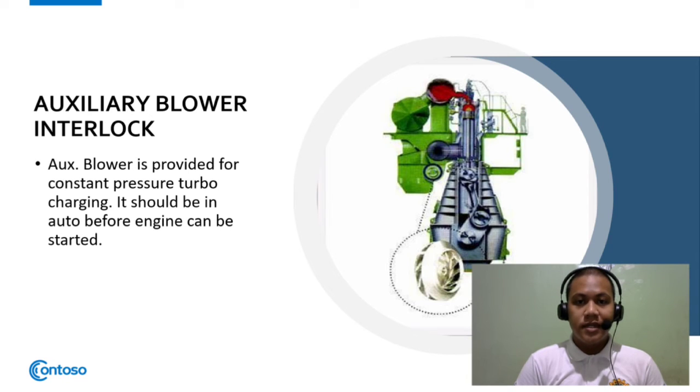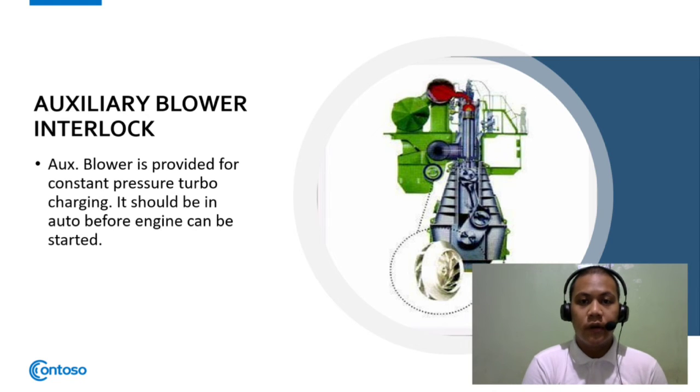Next, we have the auxiliary blower interlock. This interlock is used to provide constant pressure turbocharging to the main engine. We all know our main engine needs a constant air pressure in order to initiate combustion. That is why the auxiliary blower interlock is used to prevent low or high supply in order to have a good combustion process or good turbocharging.